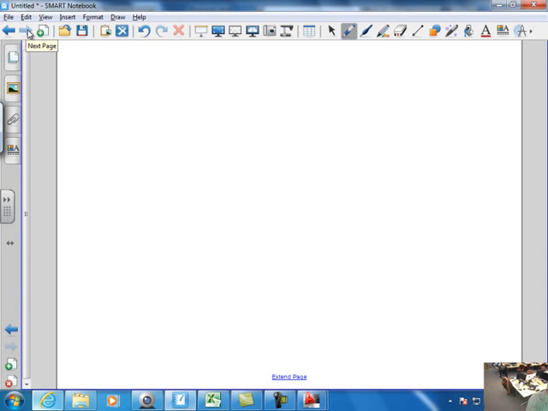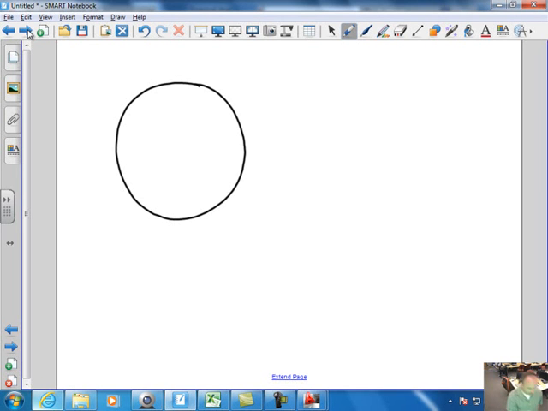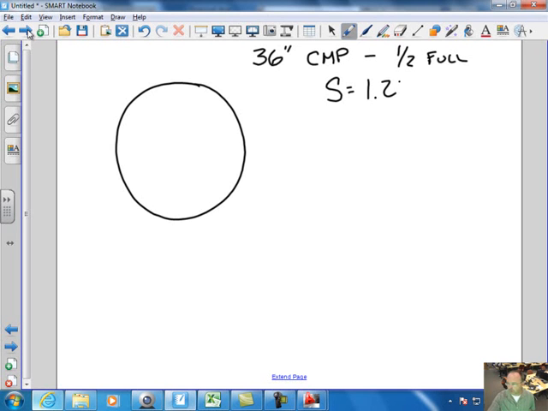It doesn't have to be just a channel. Let's take a pipe, and we'll say this pipe is a 36-inch CMP pipe. So it's a 3-foot diameter pipe, and we're flowing half full. And on top of that, we have a situation where the slope is 1.2%. So here's my water line. I know this is where I'm flowing.